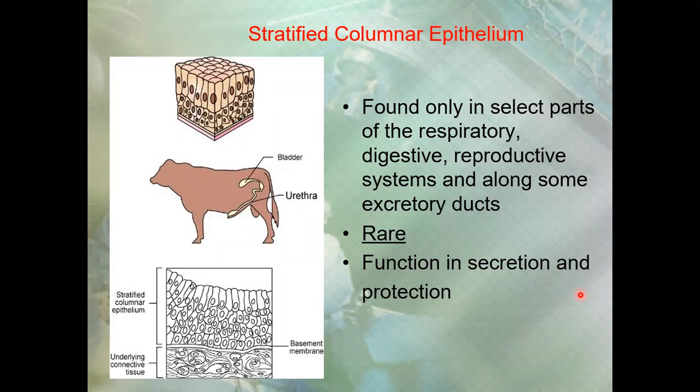So what do we take away from stratified columnar? It's super rare. We really don't see it. And those are the 6 configurations of our epithelial cells. And I've already explained to you how I will test you over them. Comments, questions, concerns? Yes. With stratified cuboidal, are they glandular and found in the ducts? Yes. They are found in glands.